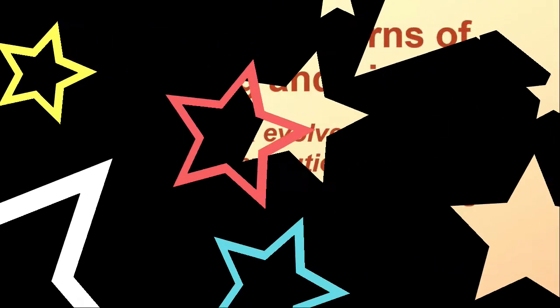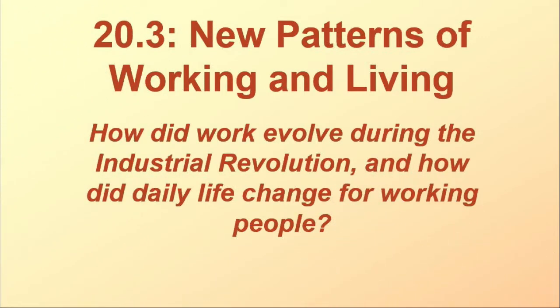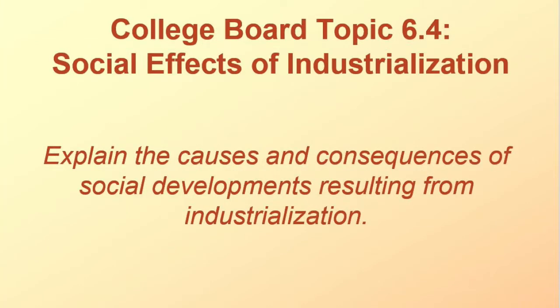This is lesson 20.3, New Patterns of Working and Living. How did work evolve during the Industrial Revolution, and how did daily life change for working people? And we've got College Board Topic 6.4, Social Effects of Industrialization. Explain the causes and consequences, that's cause and effect, of social developments resulting from industrialization.